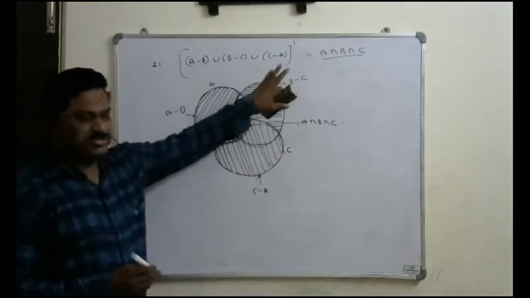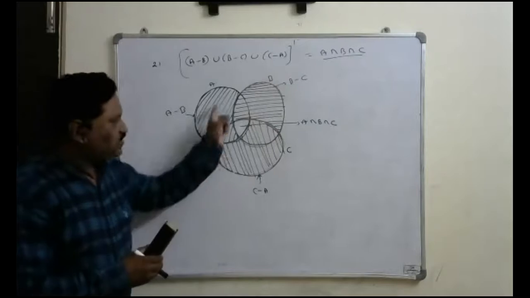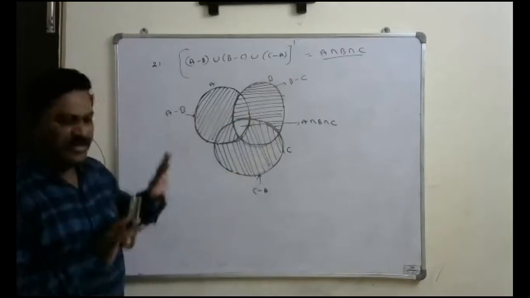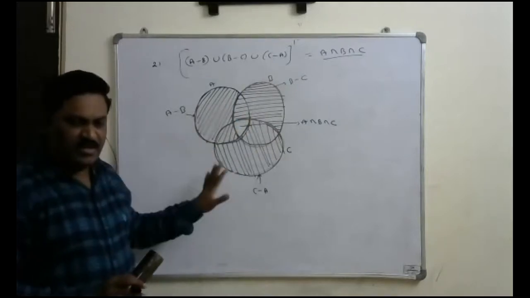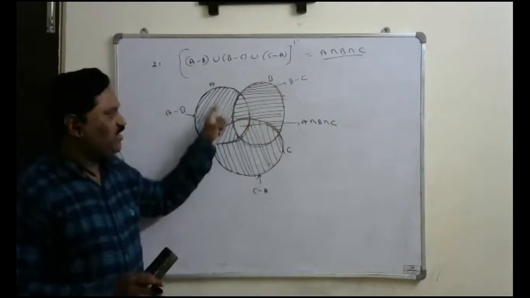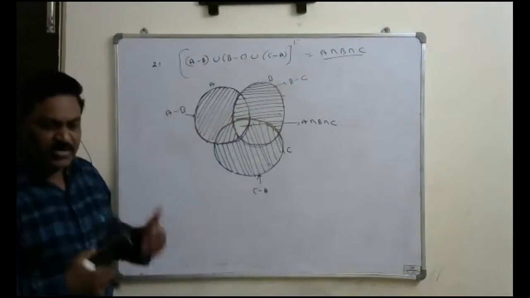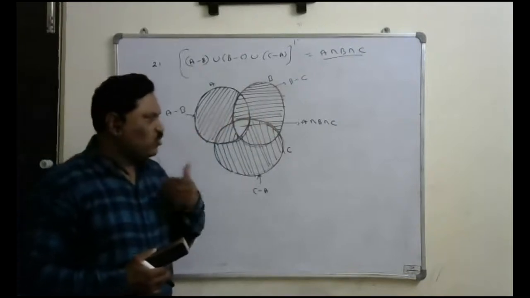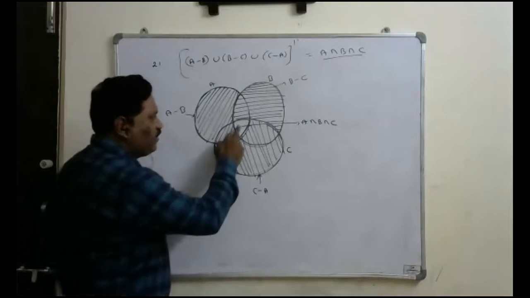Then whole dash. Whole dash means this hashed area we should not take from the overall area; except this hashed area, the remaining we have to consider. So what is the area where there are no hashes? That is only in the common part.